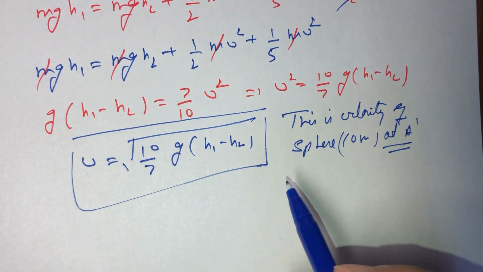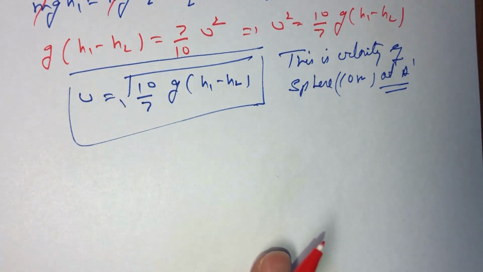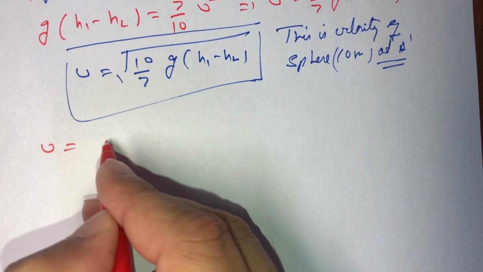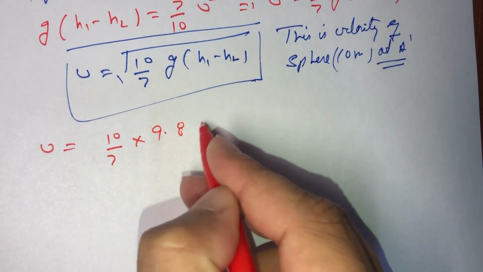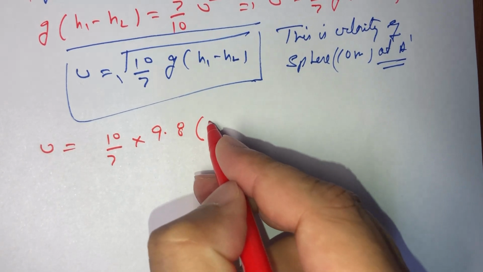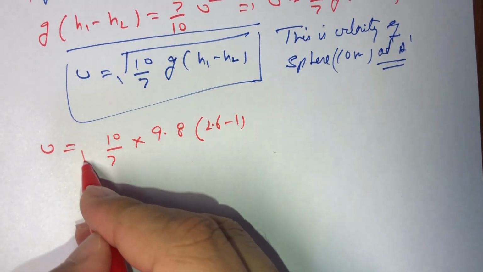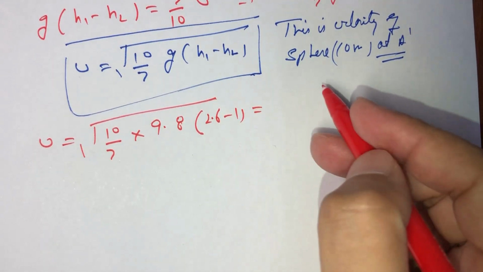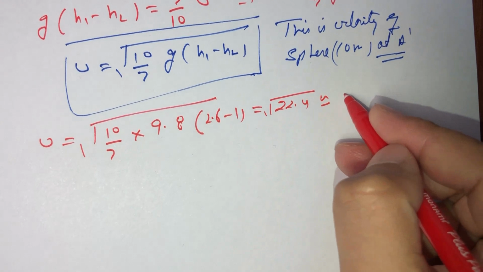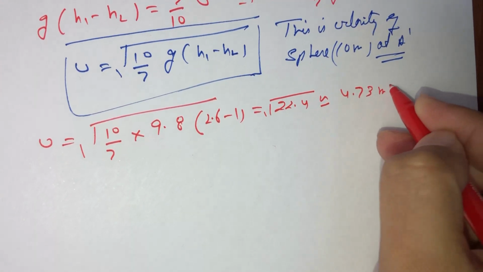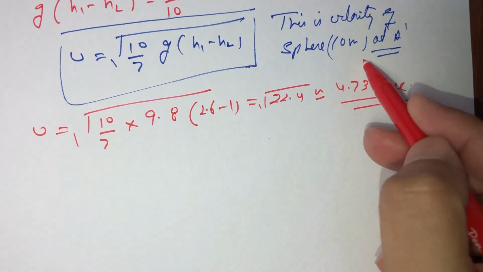Now we substitute the values and find out the value of V. So V will be equal to the square root of 10 by 7, G is our 9.8, H1 is our 2.6, and H2 is our 1 meter. So this will be equal to 22.4, and approximately coming as 4.73 meter per second. So this is the actual value of the velocity for this also.